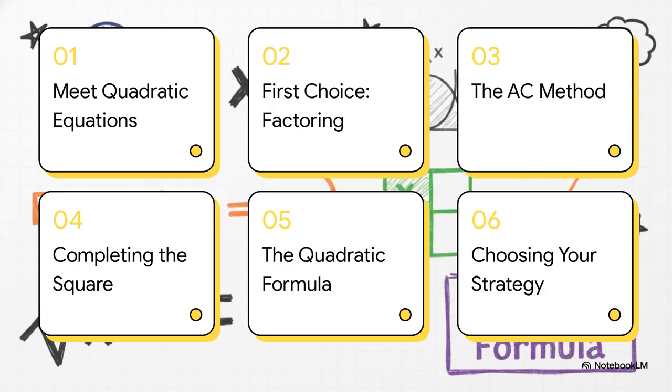We'll start by meeting the quadratic equation itself, then we'll check out our first choice tool, factoring. After that, we're diving into the AC method, completing the square, and the ultimate heavy-duty sledgehammer, the quadratic formula. Finally, we'll wrap up by mastering how to choose your absolute best strategy.